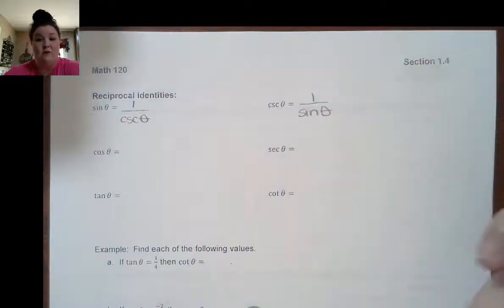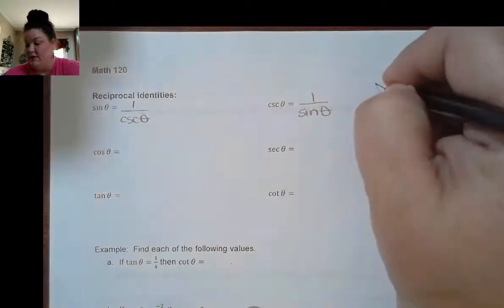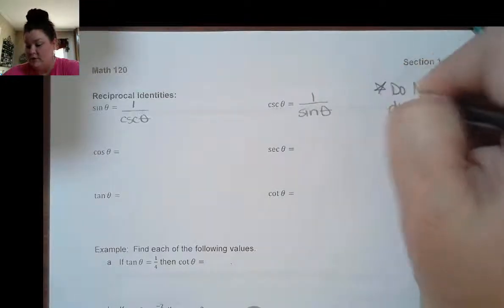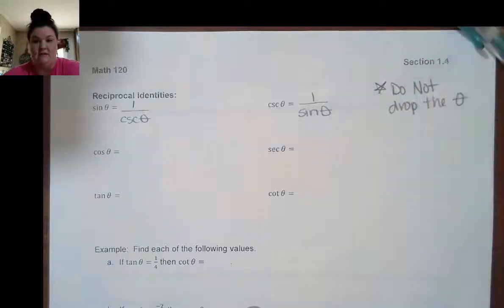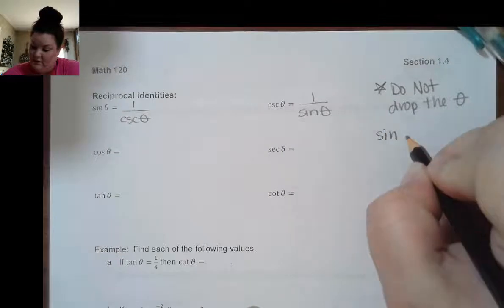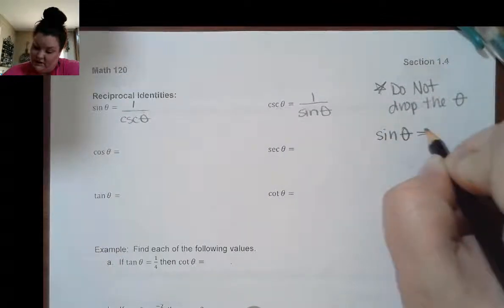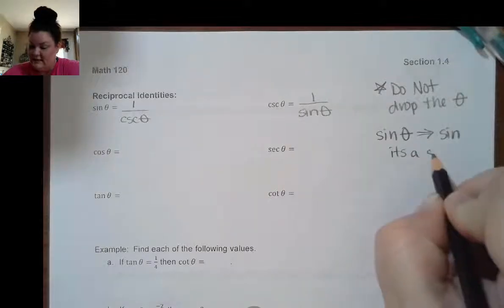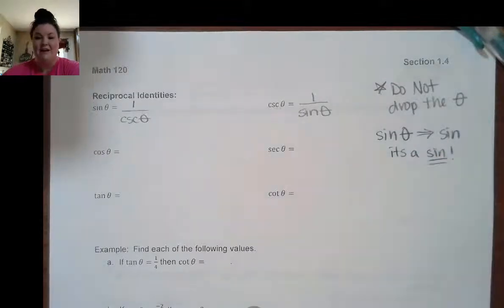Now, remember, we have to have the theta in there, okay? So I'm just going to put a little note over here. Do not drop the theta, right? Because if you go from sine theta to just sine, it's a sin, right? So you have to have the angle in there, otherwise the sin doesn't mean anything, okay?